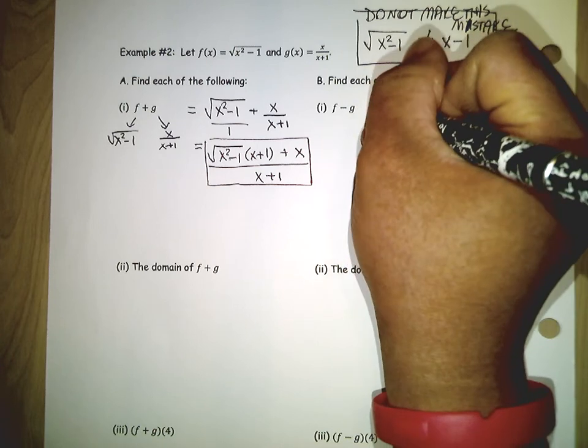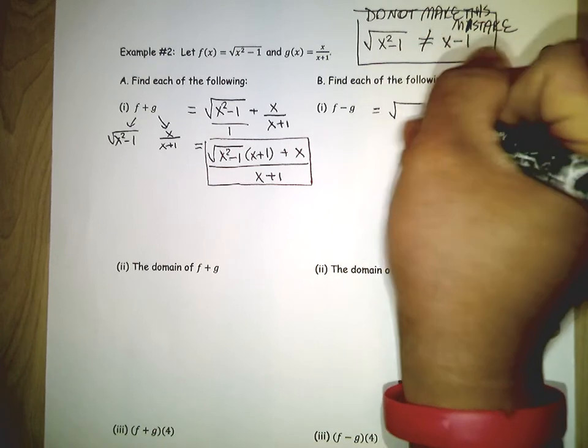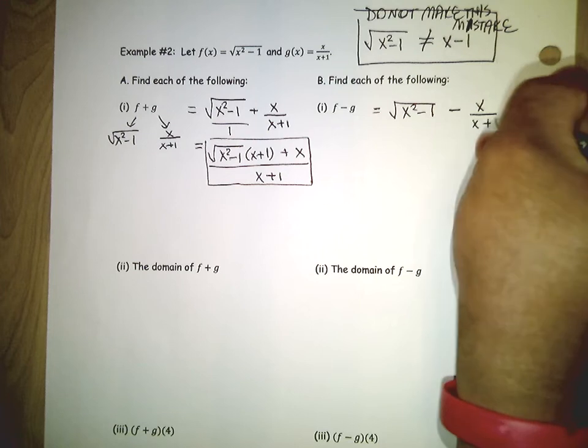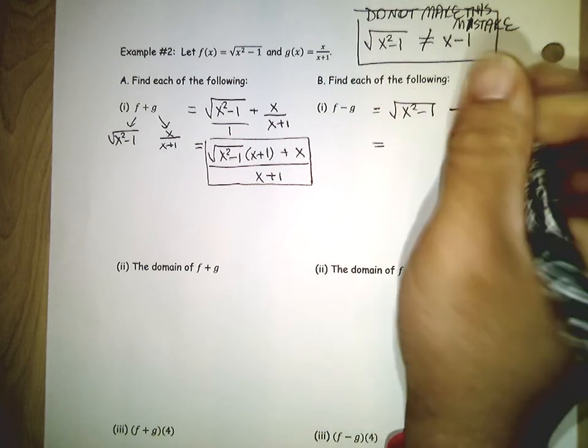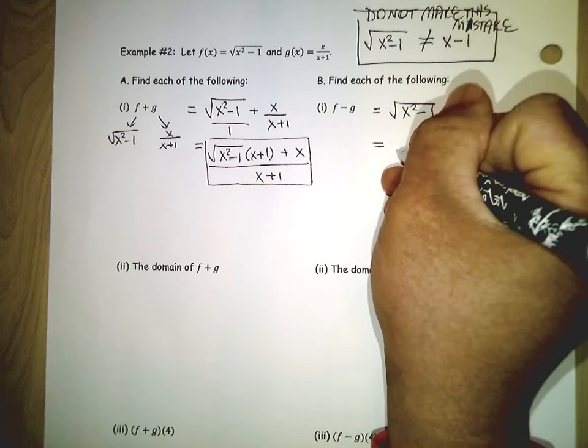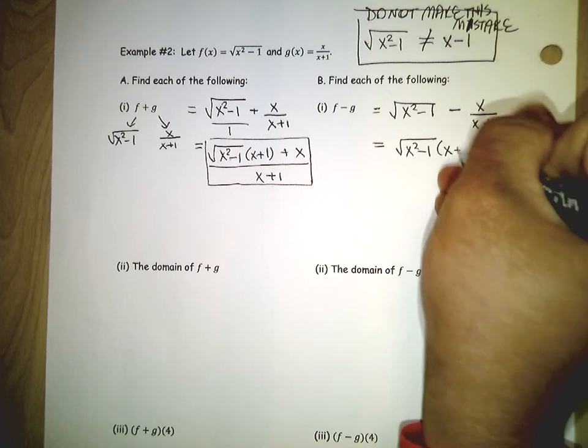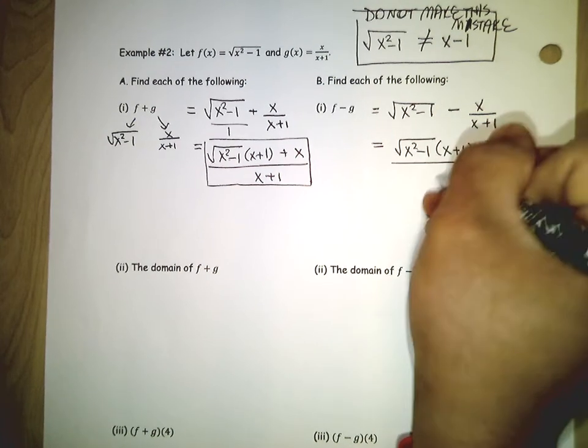F minus g, so square root of x squared minus 1 minus x over x plus 1. Again, I could find the common denominator if I wanted to, and that would be square root of x squared minus 1 times x plus 1 minus x all over x plus 1.